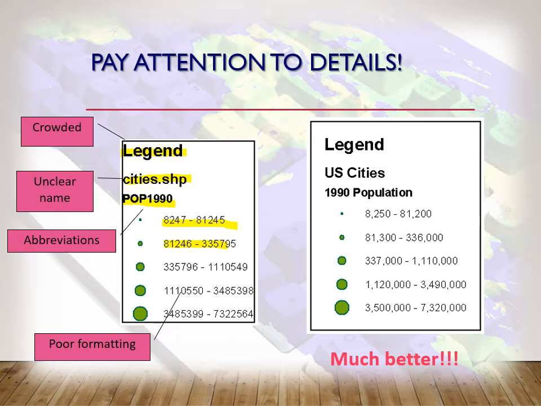The formatting isn't good. So the one on the right is much better. Even though they still use legend, now you have written out US cities instead of cities.shp. It's much more clear. 1990 population, it's written out much more clearly, and you have commas where they go, making these numbers much easier to read.